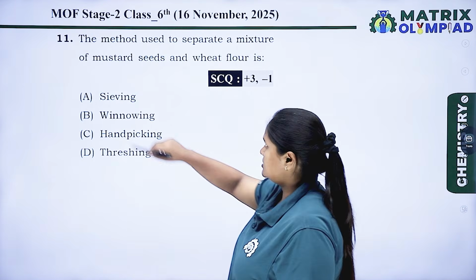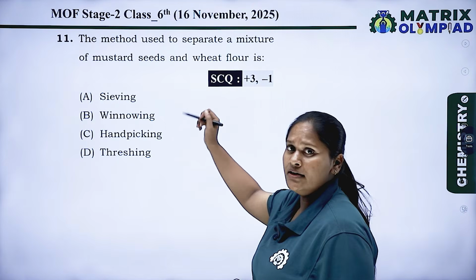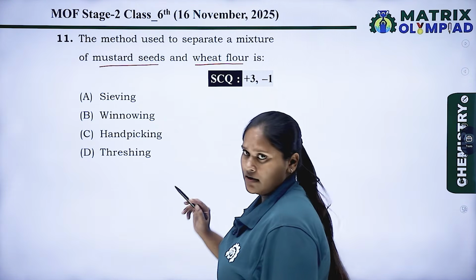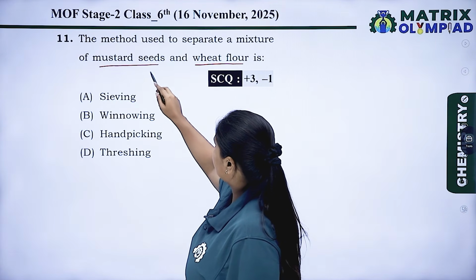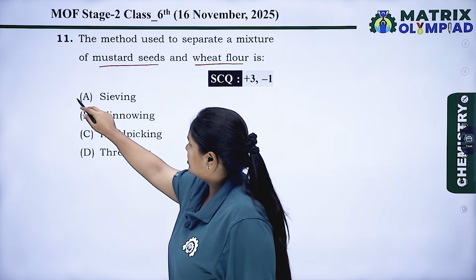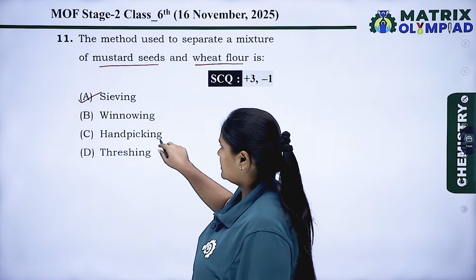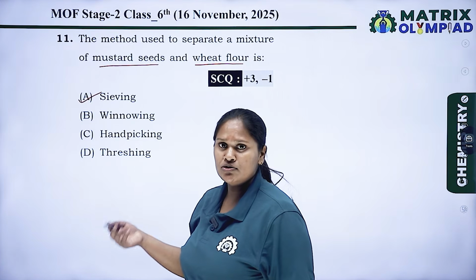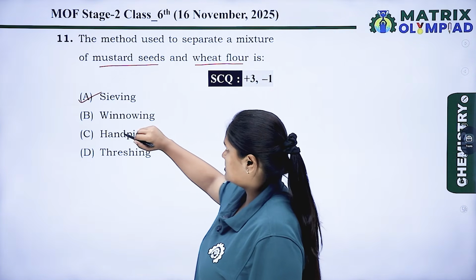Now the first question is: the method used to separate a mixture of mustard seeds and wheat flour. We can see the mustard seeds have a bigger particle size than wheat flour. So when the particle size is different, we use sieving, because winnowing separates heavier and lighter particles, hand picking is used in small quantity, and threshing is used to separate stalks from the grain. So option A is the correct answer for this question.